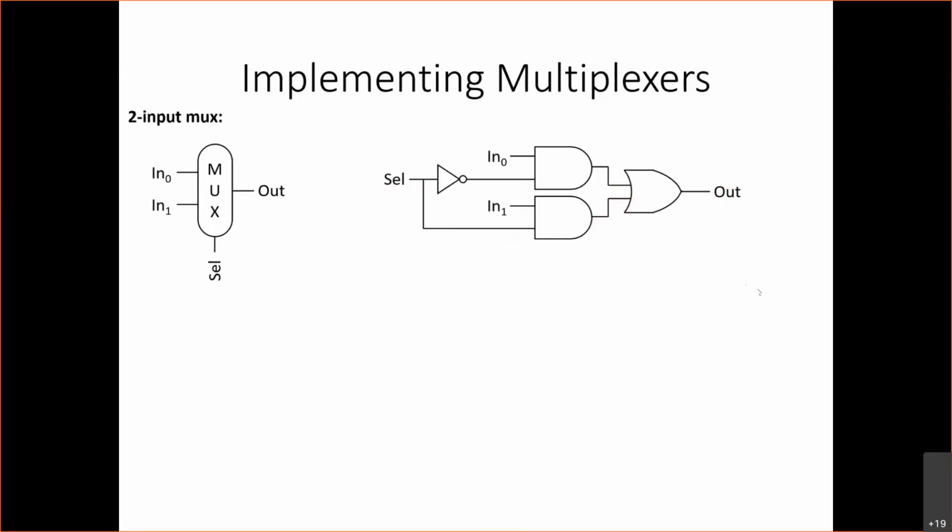So someone's asking if we can use a decoder followed by ANDs for the signals to build a multiplexer. Absolutely, you can do that, and I will actually talk about that soon.